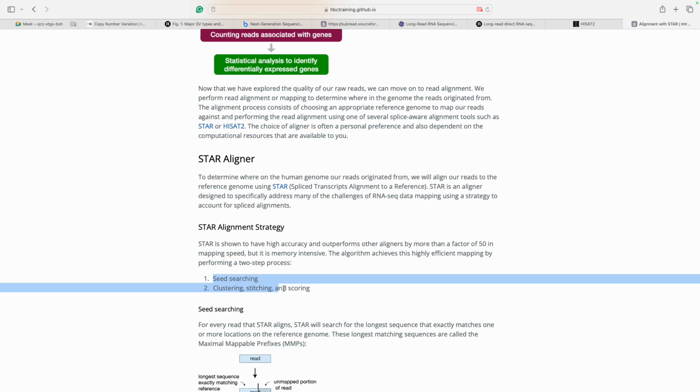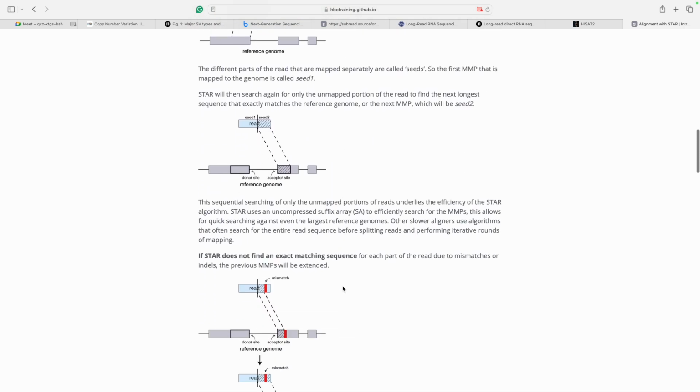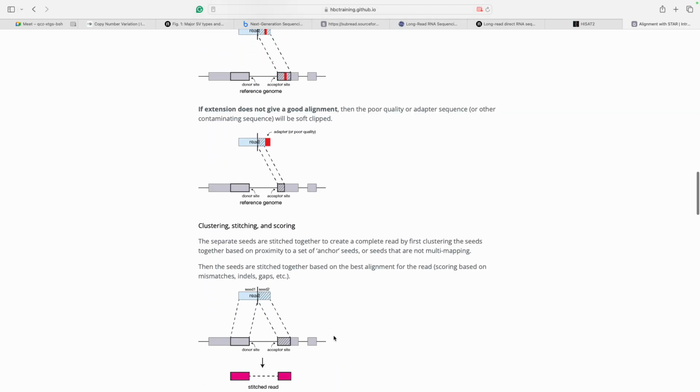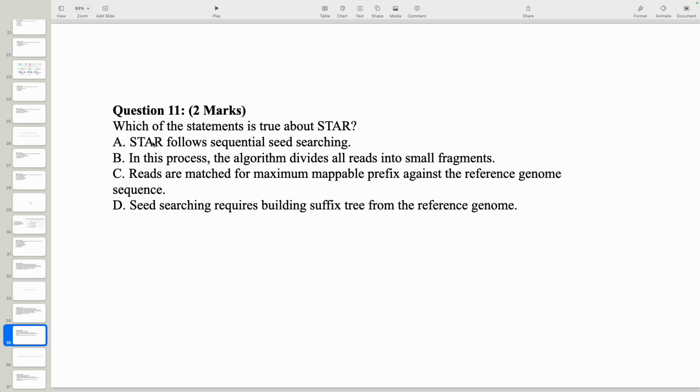it performs two processes. It searches for the seeds, clusters, stitching and scoring. And if we go through all the steps, STAR follows a sequential seed searching, while the reads are matched for maximum mappable prefix against the reference genome sequence. So two steps it is following. It is searching for our sequential seeds. Then the reads are matched to the maximum mappable prefix.